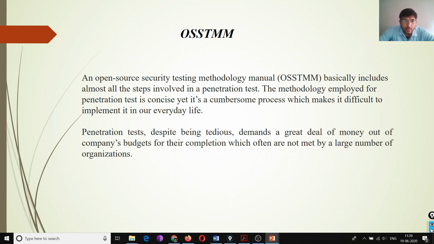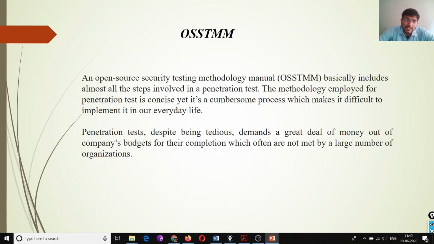The methodology employed for penetration testing is concise, yet it is a cumbersome process. This methodology is a base, right? Although it is a concise method, it uses cumbersome processes which make it difficult to implement in everyday life, because it's not for everyday use. This methodology is particularly for network penetration testing, not for web application penetration testing, right? That's why it's not for everyday use, because most organizations follow some compliance requirements. They try to ensure that those compliances are fulfilled.